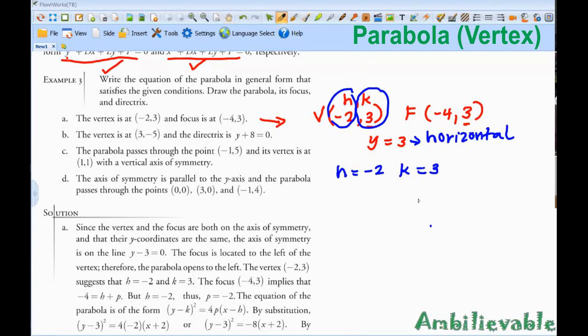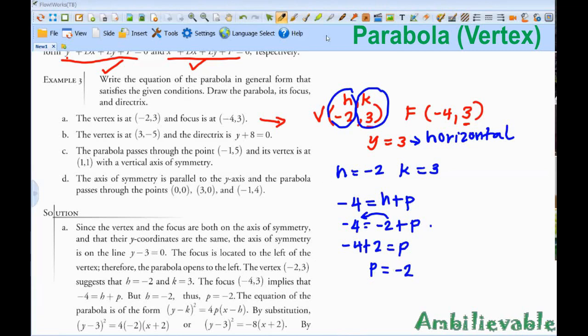We have negative 4 equals h plus p. That is the focus. Since h is negative 2, we can get the value of p. We transpose the negative 2 to the left side, so negative 4 plus 2 will give you p. So p is negative 2. What does p equals negative 2 imply? When p is less than 0, the parabola opens to the left.